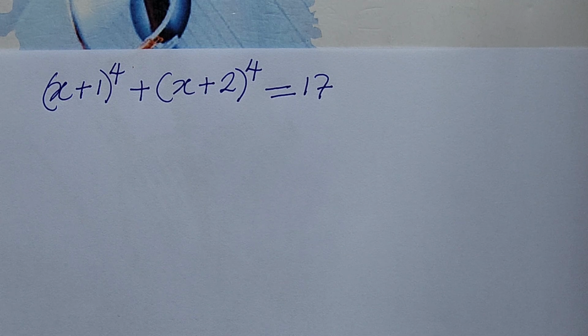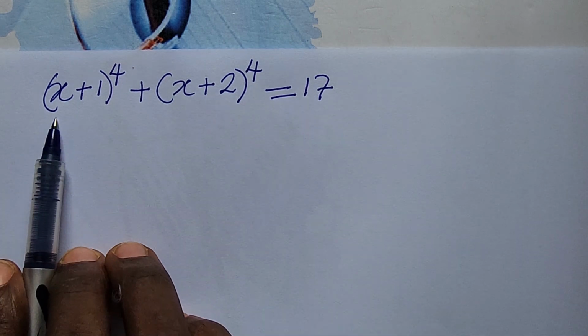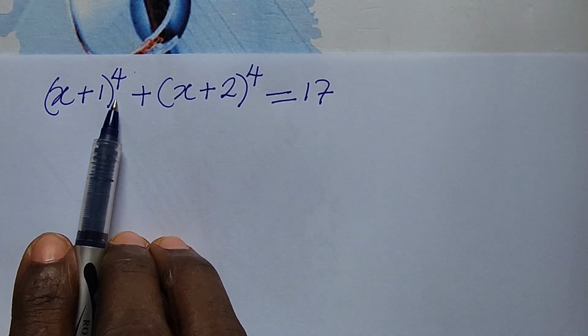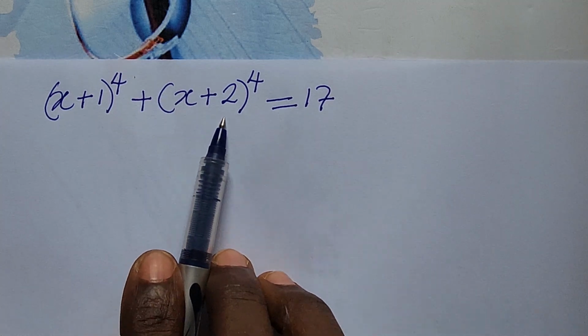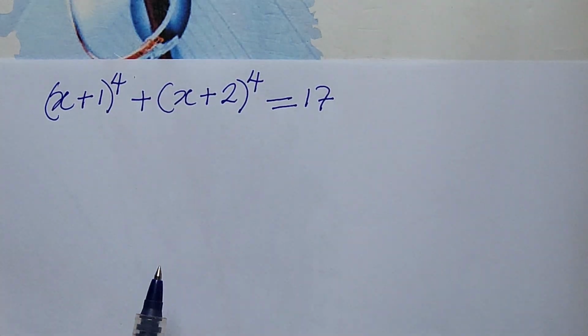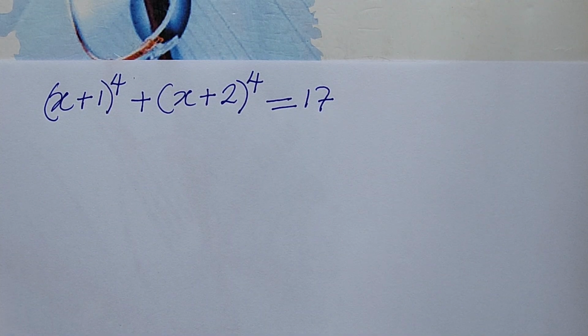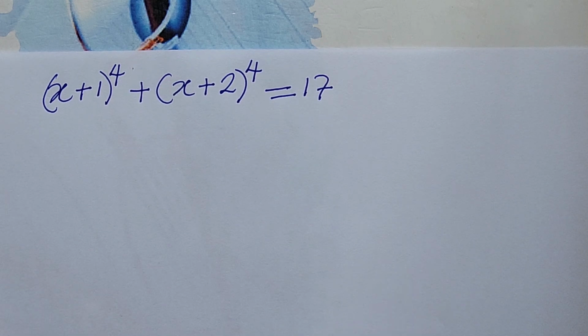Today we have a very nice exponential equation before us here. The question reads: (x + 1)^4 + (x + 2)^4 = 17. What is the value of x?